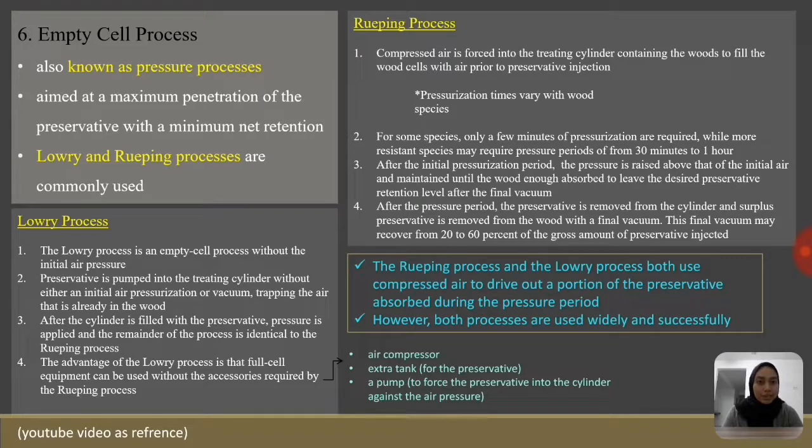The advantage of the Lowry process is that full cell equipment can be used without the accessories required by the Rueping process. The accessories here are such as an air compressor, an extra tank for the preservative, and a pump to force the preservative into the cylinder against the pressure.